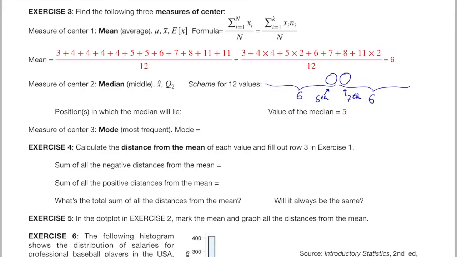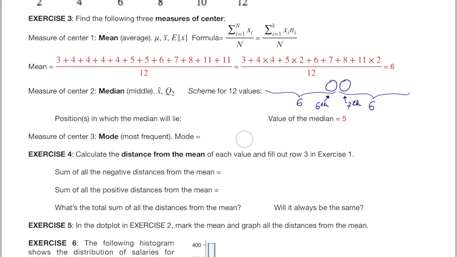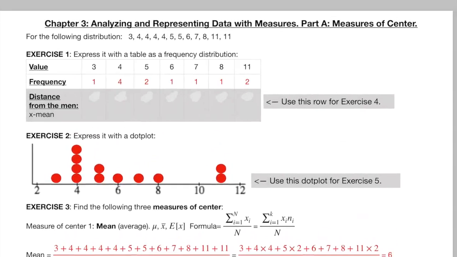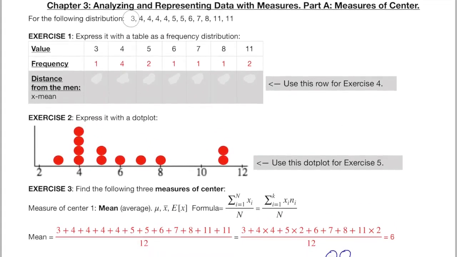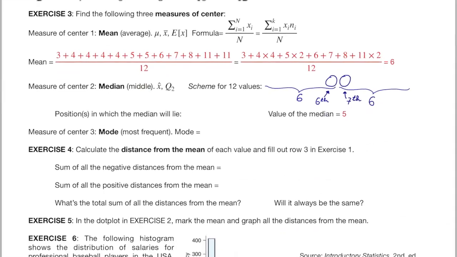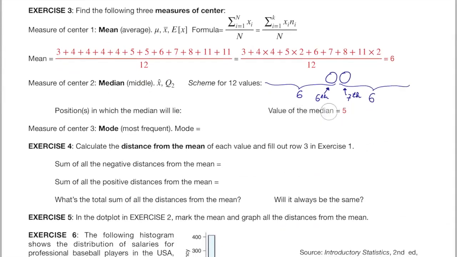So the question now is, in our particular distribution, what are the values in the 6th and 7th positions? Let's take a look here. 1st, 2nd, 3rd, 4th, 5th, 6th, and 7th. As you can see, the 5 and the 5. We do the average of both and we get that the median is 5.